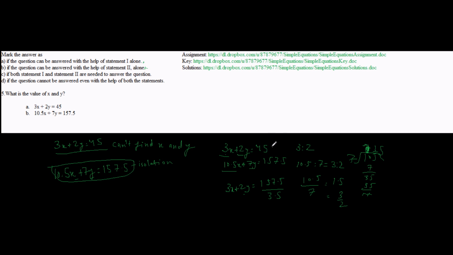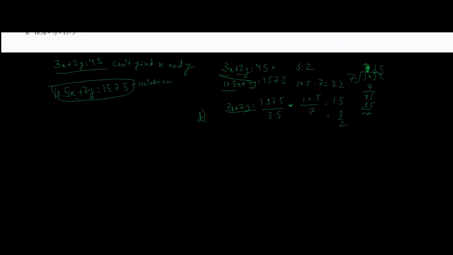So now if you see 3x plus 2y equal to 45 and 3x plus 2y equal to 157.5 by 3.5. Now I can go for calculating this 157.5 by 3.5 and check if it's coming equal to 45 or something else. But in either case, I will not be able to answer the question because the equations will be indeterminate, because we have the same LHS, that is left hand side. So in this, I will safely mark choice D and move on without solving anything further.